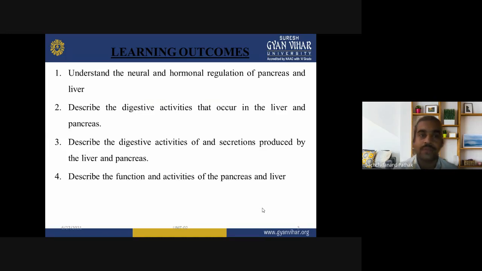The outcomes will be that we clearly understand the neural and hormonal regulation of the pancreas, and how it also helps in digestive activity. Then you can see the different secretions secreted by the pancreas and the different functions of the pancreas.